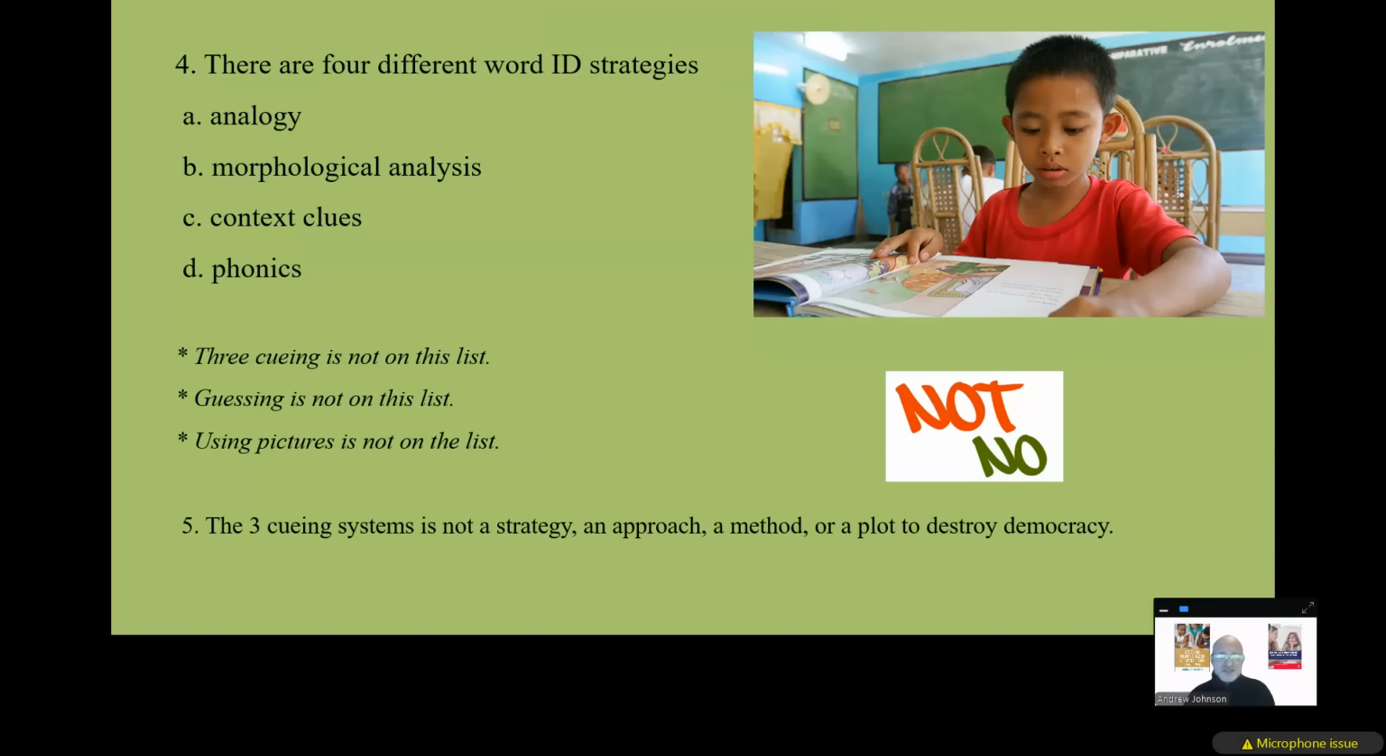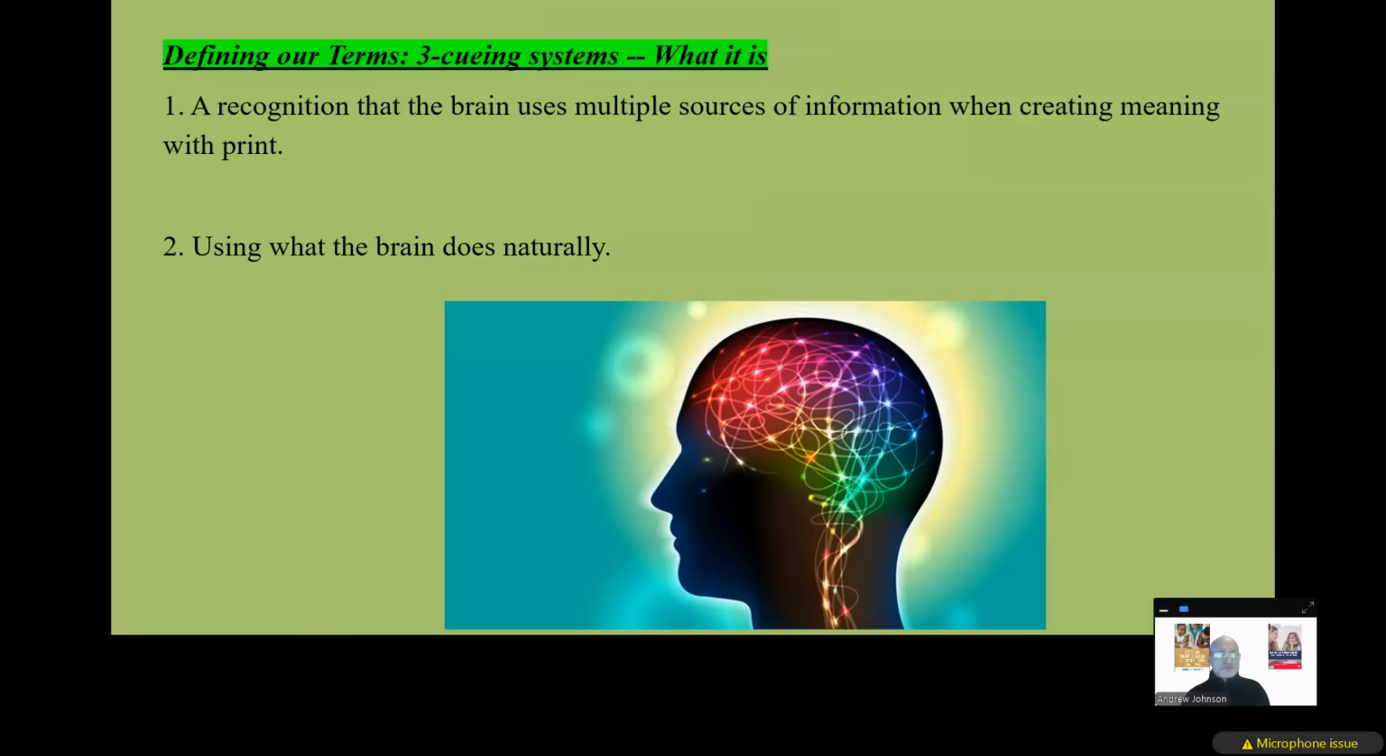3 cueing systems, it's not a strategy, it's not an approach, it's not a method, and it's not a plot to destroy democracy. So what is it, the 3 cueing systems? It's a recognition that the brain uses multiple sources of information when creating meaning with print. That's what reading is, not sounding out words, but creating meaning. And one of my students gave me this definition. It's using what the brain naturally does and developing it so it does it better.